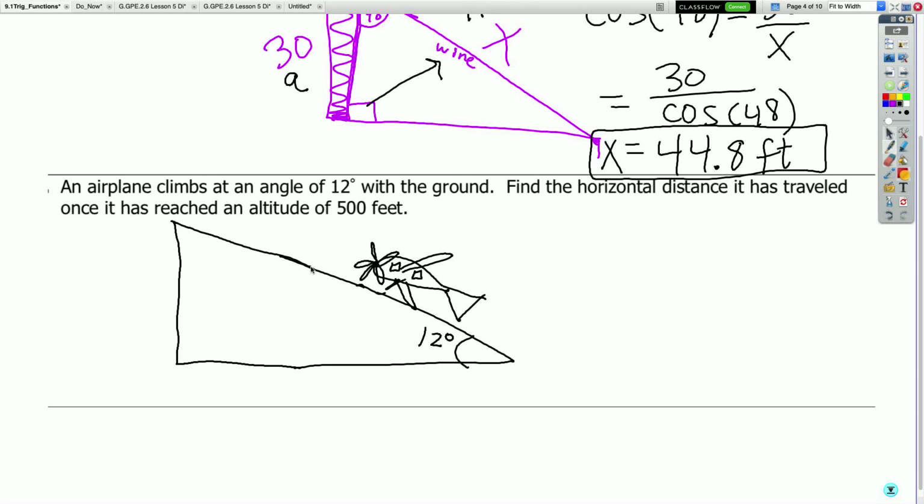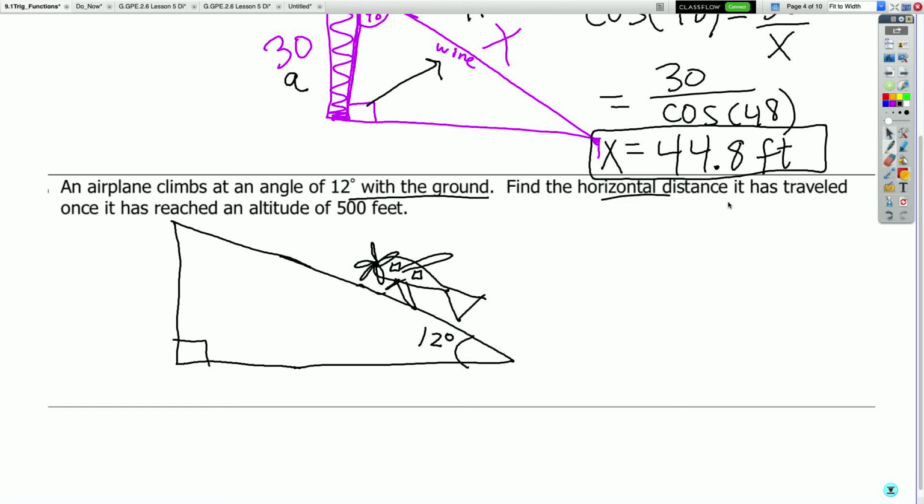So I'm going to go ahead and create the rest of my right triangle. You can always just get used to drawing them the same way. So I always draw mine towards the right. Okay, everyone okay with why I put my 12 degrees down there? It said it was the angle with the ground, so I knew that was the angle between the airplane and the ground.